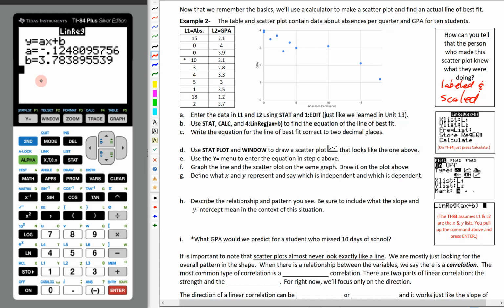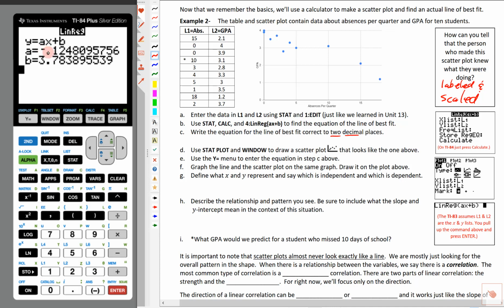So when the calculator does this, instead of giving us y equals mx plus b, the b is the same. That's still going to be the y-intercept, but they use a rather than m. That's the only adjustment that we need to make. So you'll notice that where the a is, that's where the slope is, and it says a is negative 0.124. So again, it says correct to 2 decimal places for this equation in part C right here. So we're going to do 2 decimal places, so that's to the nearest hundredth.